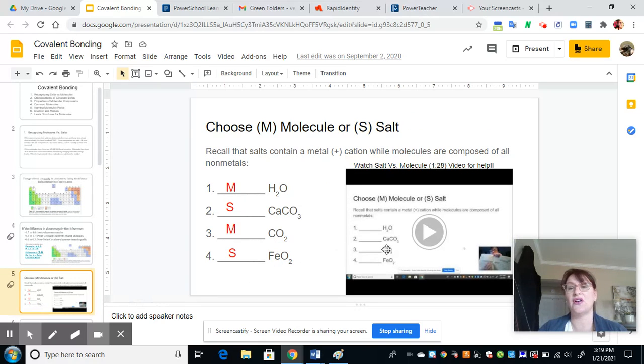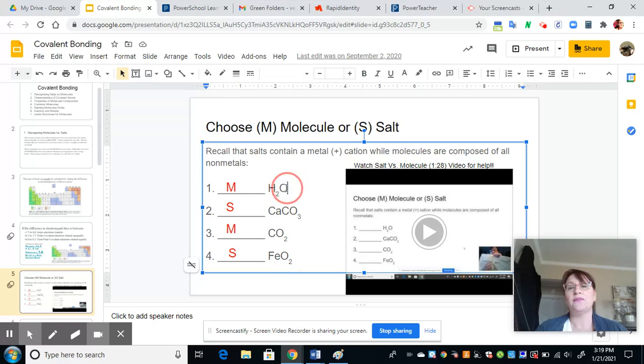There is a video here on choosing if something is a molecule or a salt. If you click through the Google Slides, each of these will be explained, but let me give a quick explanation. Look at H2O here. Hydrogen is a nonmetal, oxygen is a nonmetal. So that's a molecule. If I look at CaCO3, Ca is calcium, that is a metal. So you don't need to think anymore, it's got to be a salt. So I put an S there.